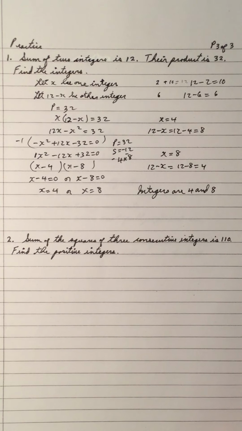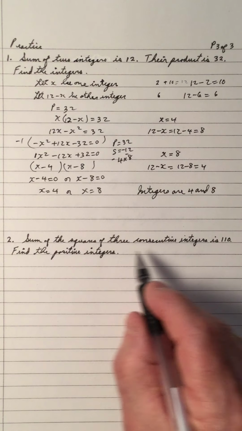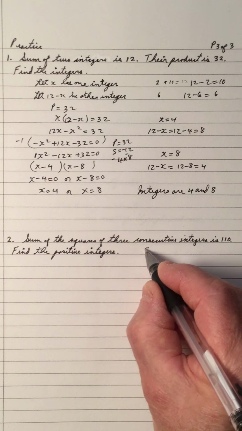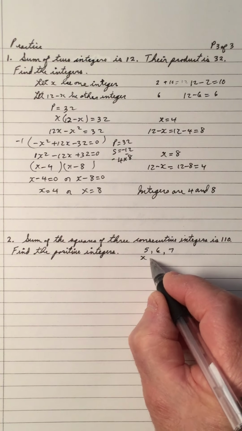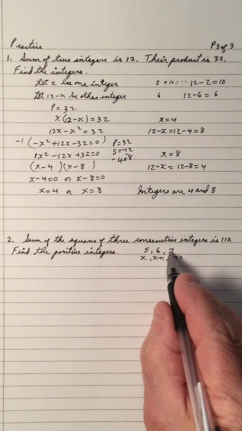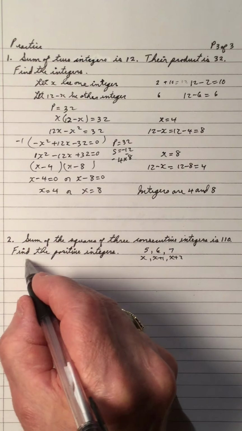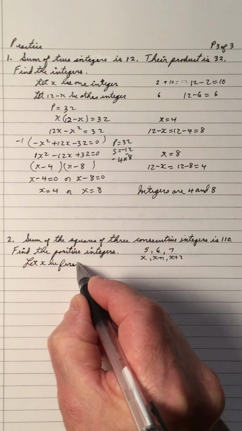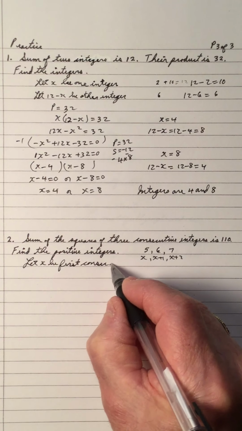Number 2, the sum of the squares of 3 consecutive integers is 110. Again, consecutive integers. What I do is I've got a 5, a 6, and a 7. They're consecutive. So I say if that's x, then the next is x plus 1, and that's x plus 2. So when I write down the integers, we let x be the first consecutive integer.